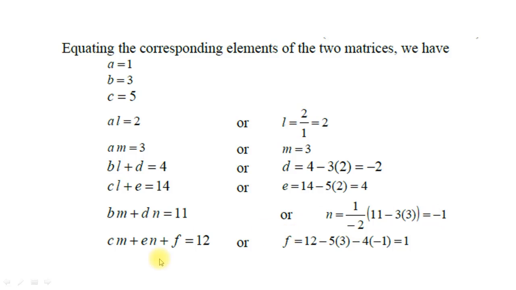Now CM plus EN plus F is equal to 12, and for finding F we can write F is equal to 12 minus CM minus EN. Putting the values of C, M, E and N, we obtain 12 minus 5 into 3 minus 4 into minus 1, which is equal to 1.